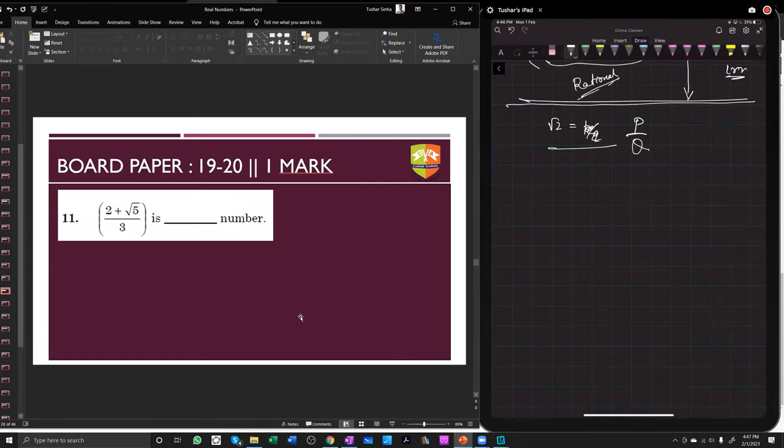This one. Oh, cool. 2 plus root 5 by 3 is. What is the answer?